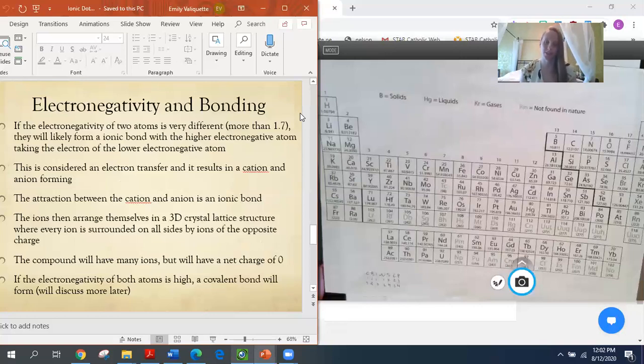If the electronegativity of both atoms are high, that is when you get a covalent bond forming. That's generally between two nonmetals. And we'll talk more about covalent bonds in another lesson.